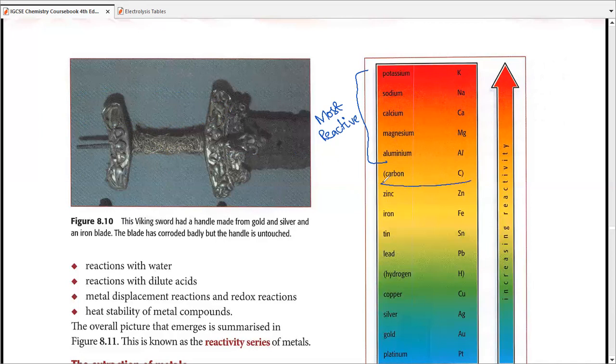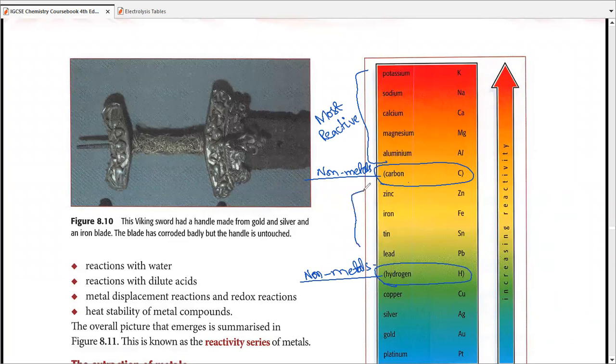However, we have two elements whose names are written in brackets, one over here and one over here. Consider them as junctions. Why? This list is entirely made up of metals, and these are the only two non-metals in this list. One of them is carbon, which is up top. The second one is hydrogen, which I'm mentioning as a part of non-metals over here.